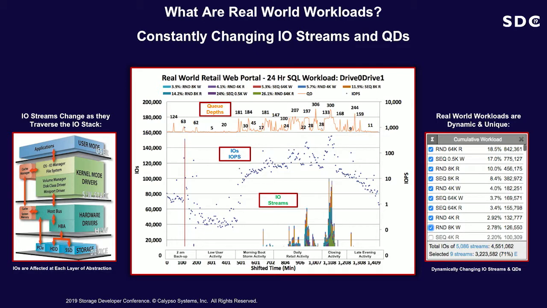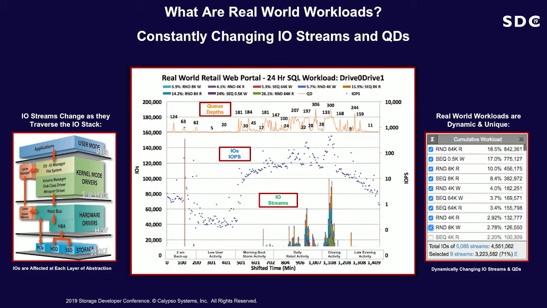So if my drive operates well to those IO streams, my 50,000 IOPS, 500 megabyte per second drive may not do as well as the 25,000 IOPS, 250 megabyte drive when used in a real world workload. Okay? So what you're seeing up here is a view of a data center real world workload.